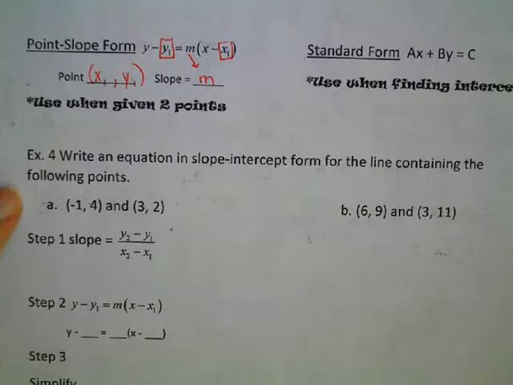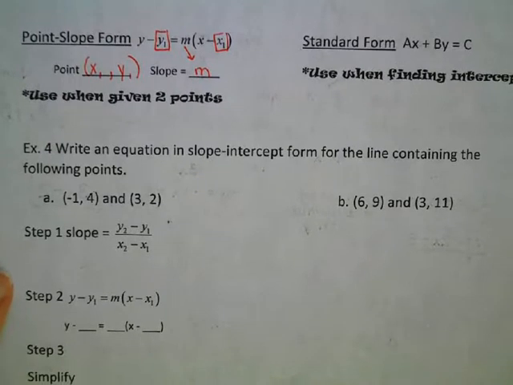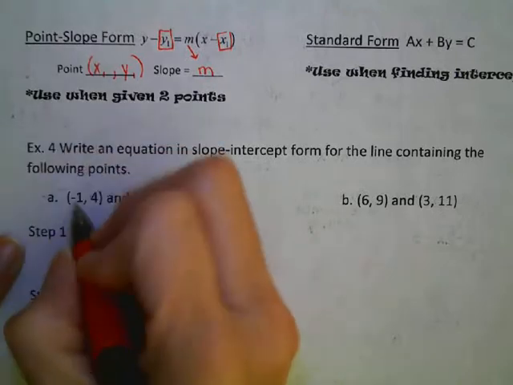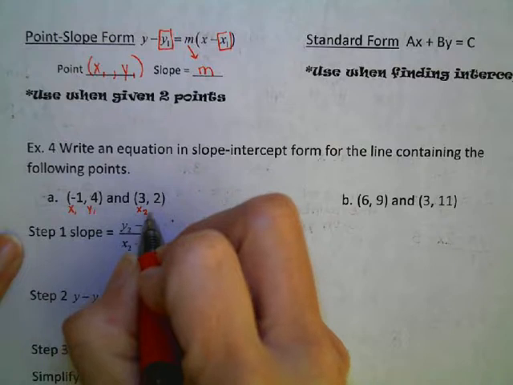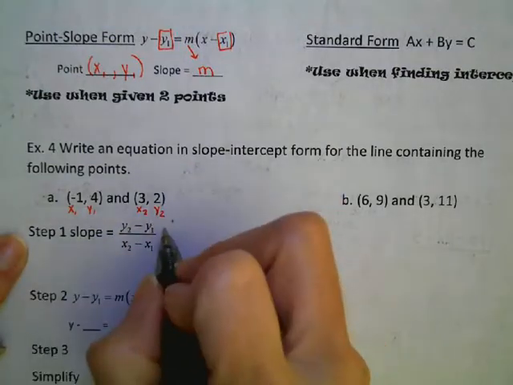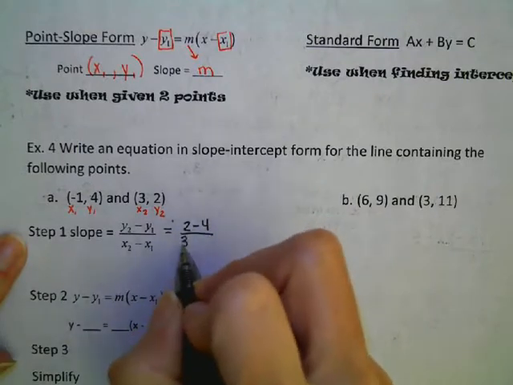So write an equation in slope-intercept form for the line containing the following points. This time, instead of giving you the y-intercept or giving you the slope, you're going to have to use this formula. To start with, we have points, but we don't have a slope. So step 1 is to find the slope. To review slope from our day 1, this is your x1, your y1. This is your x2 and y2. We're going to plug that into this slope formula.